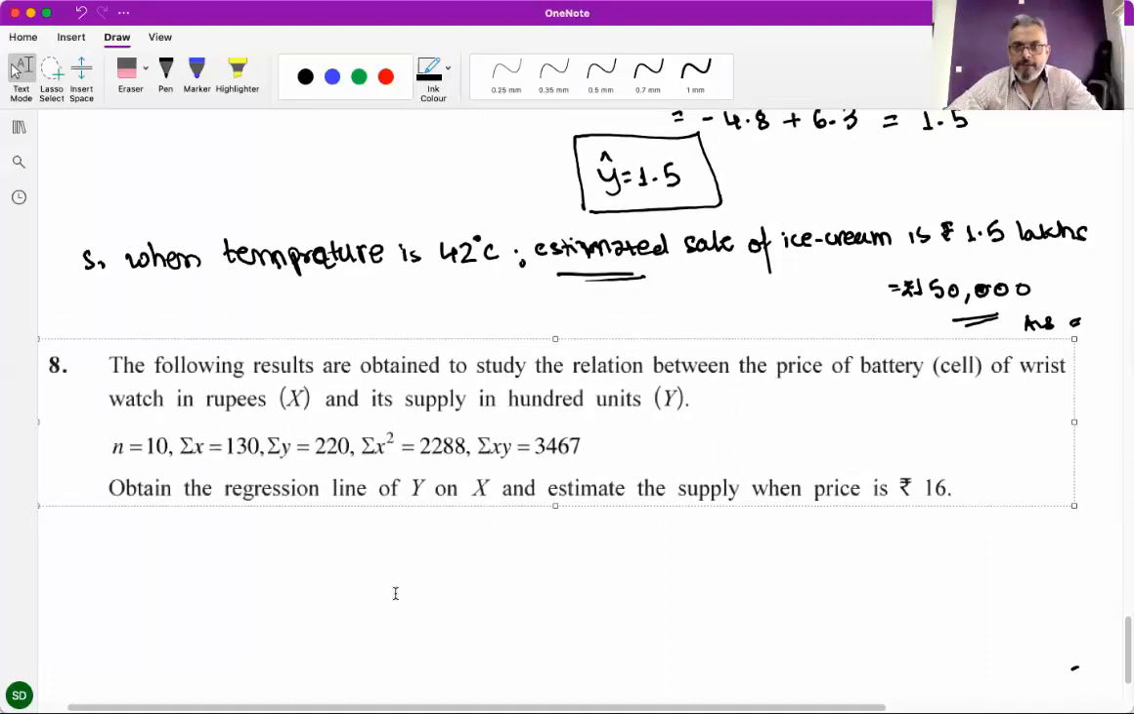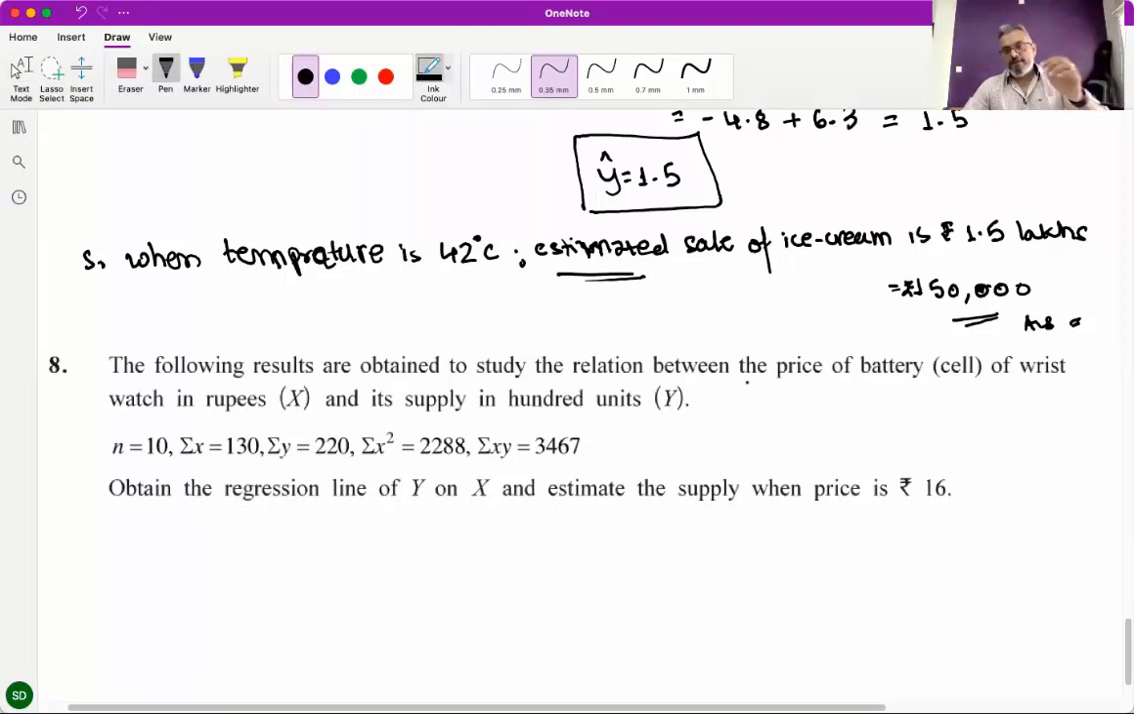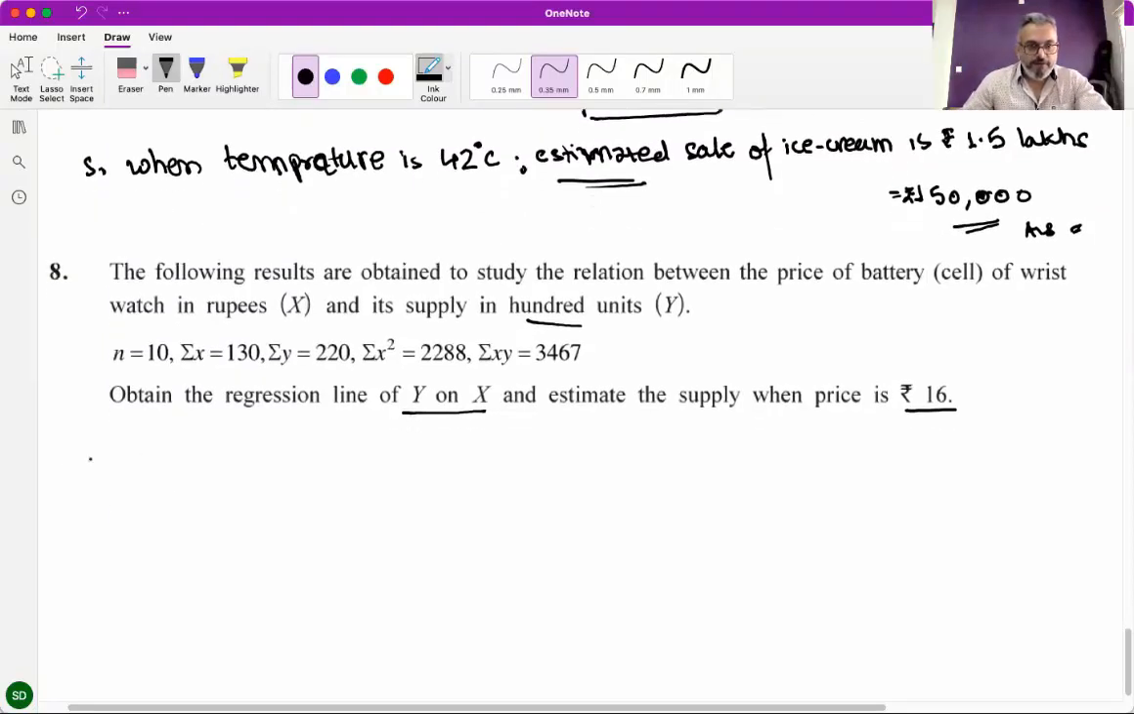Question number 8. The following results are obtained to study relation between price of battery cell of wristwatch in rupees X and its supply in 100 units Y. N is equal to 10, sigma X is given, sigma Y is given, sigma X square is given, sigma XY is given. Obtain the regression line of Y on X and estimate the supply when price is rupees 16. Now, let's write the solution.